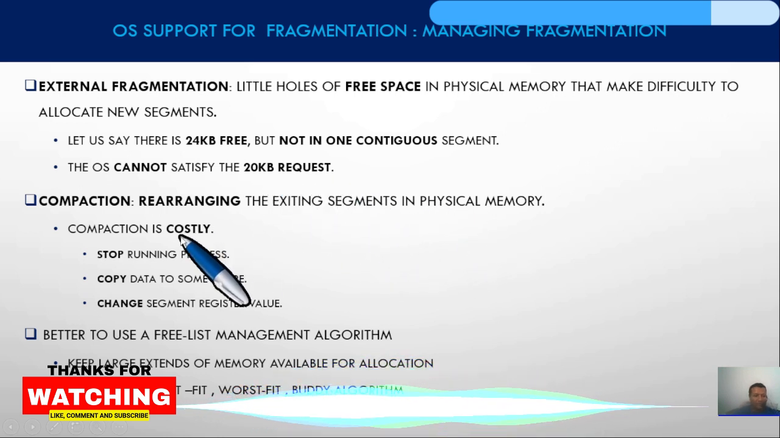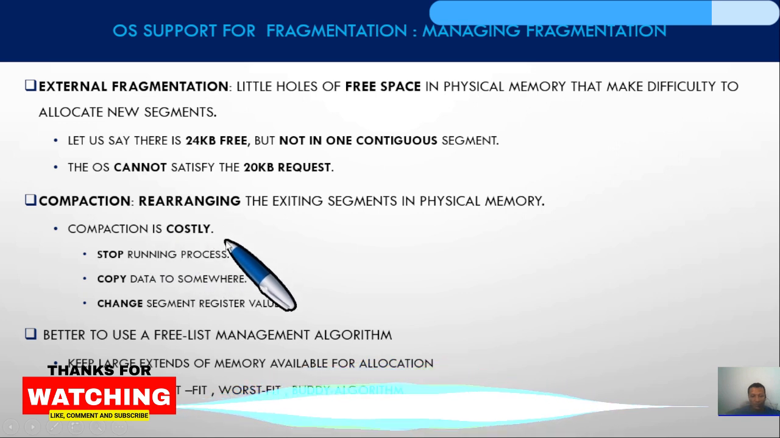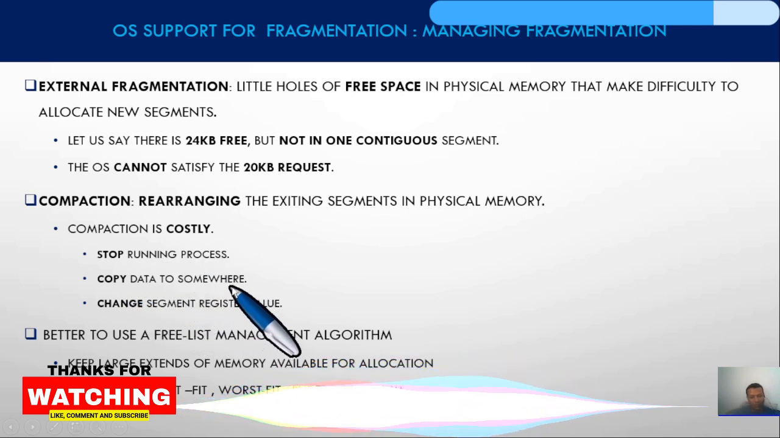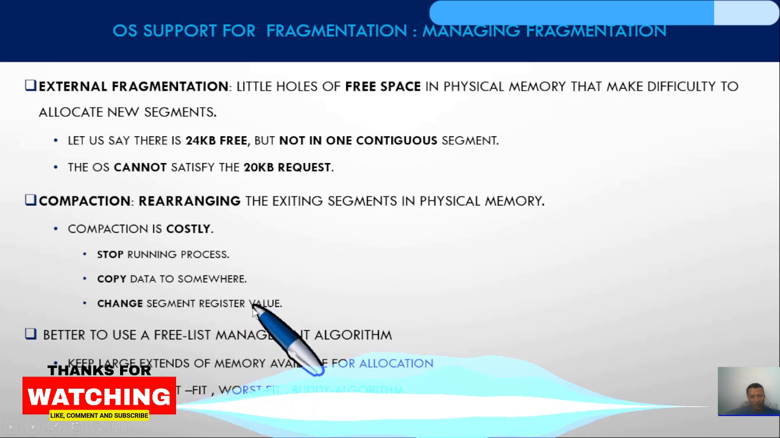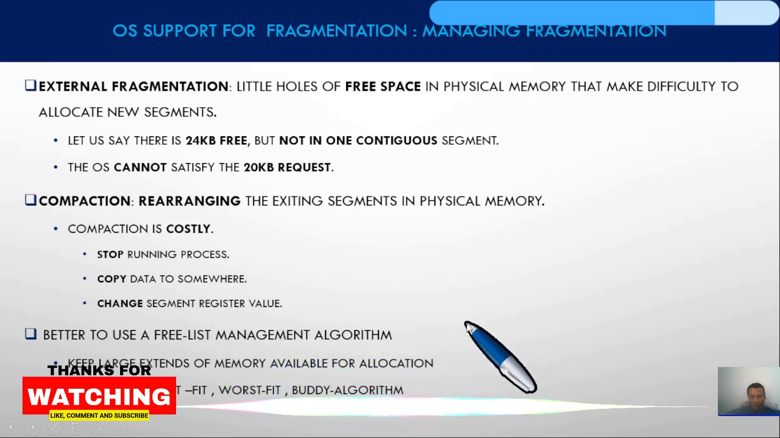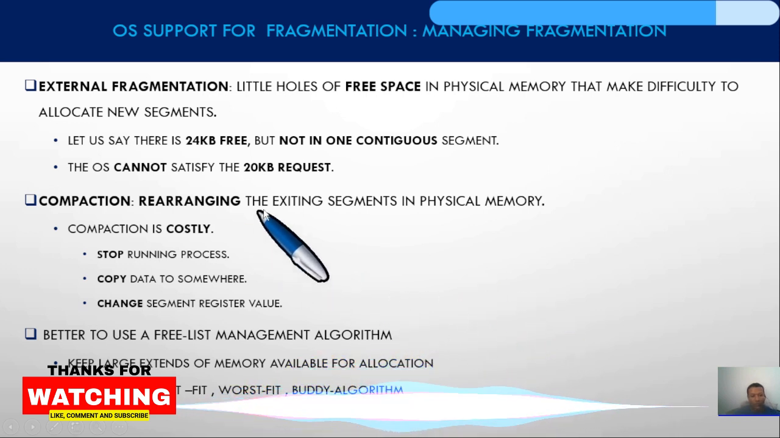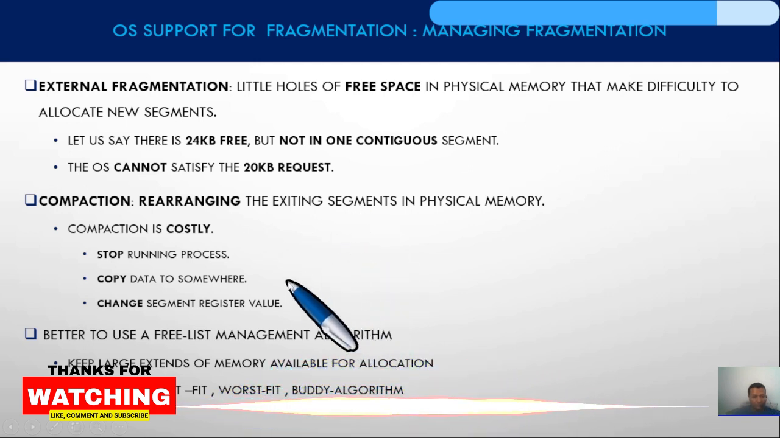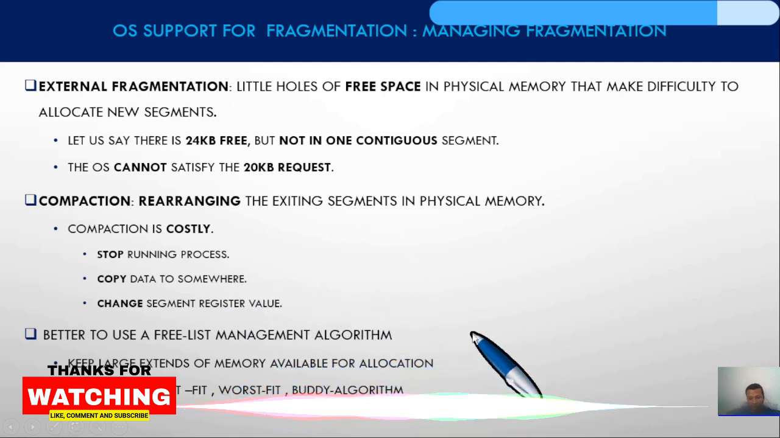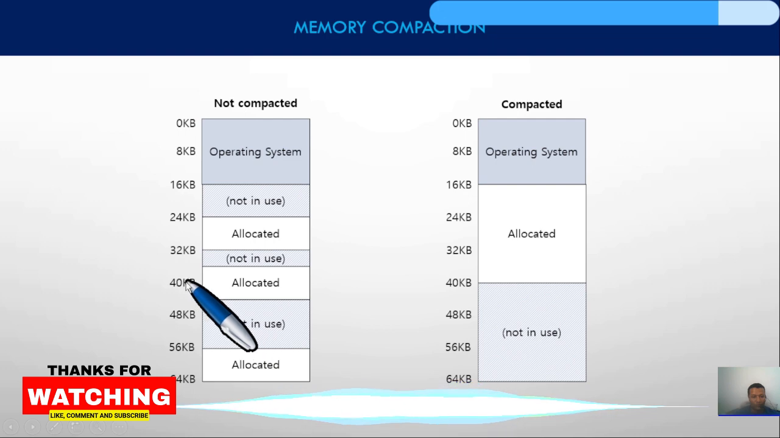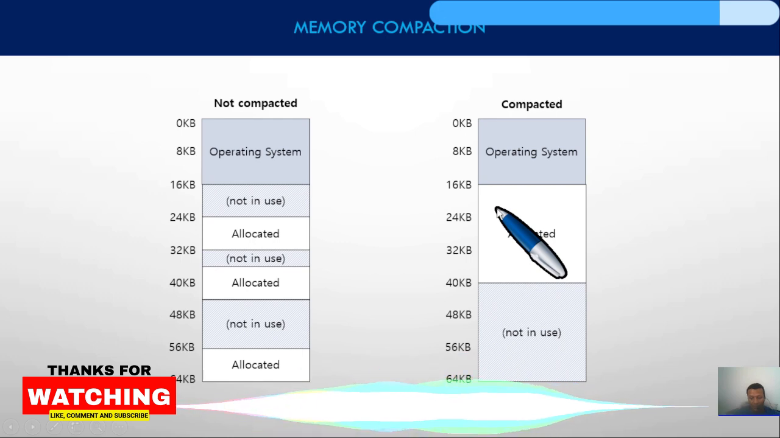But the first thing is that compaction is very costly. What it does is, first, you have to stop running processes. Second, copy data to somewhere else. Then change the segment register values, because every process which has a base and bounds register should be changed accordingly. So it is very costly, because as you can see, when we reallocate, for example, from 24 to 32, from 32 to 40, we have to change the register values as well.